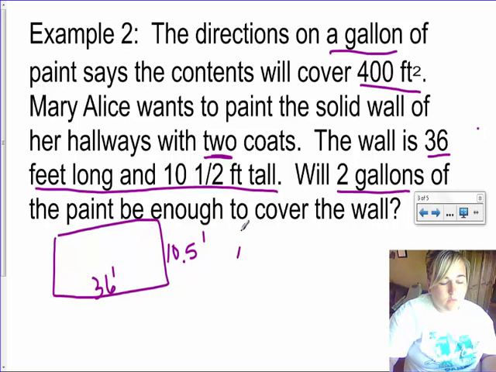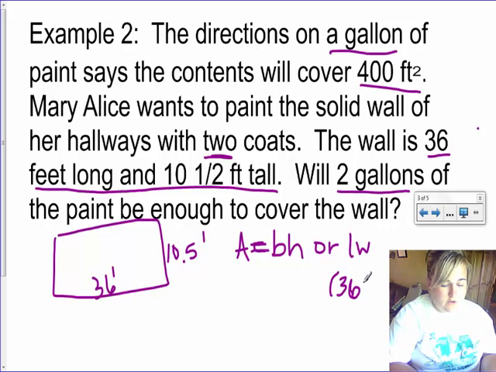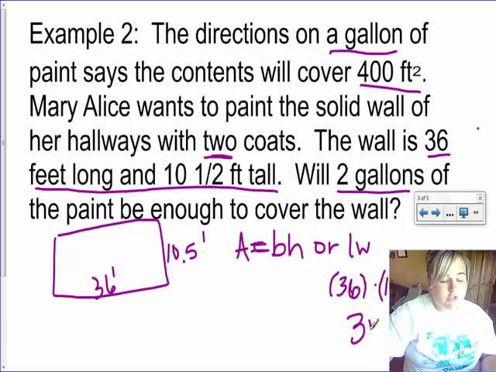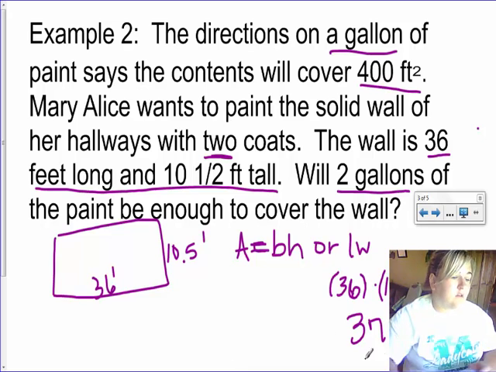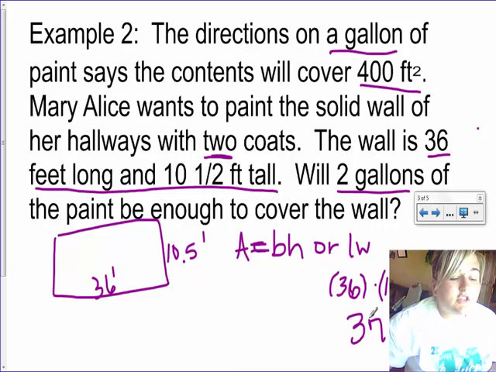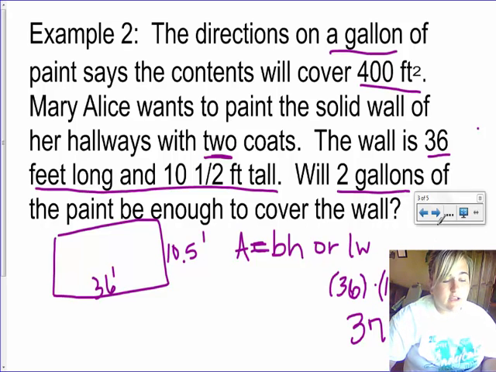Well, we should remember that to find the area of a rectangle, area equals base times height, or length times width, whichever you choose to say. And so we just have to plug them in. So I have the length of 36 times a width of 10.5. So 36 times 10.5 gives me 378 square feet. So, will 1 gallon cover that? Yes, which means that 2 gallons will make 2 coats. 2 coats would be 378 times 2, which is 756, and 2 gallons would cover 800 square feet.